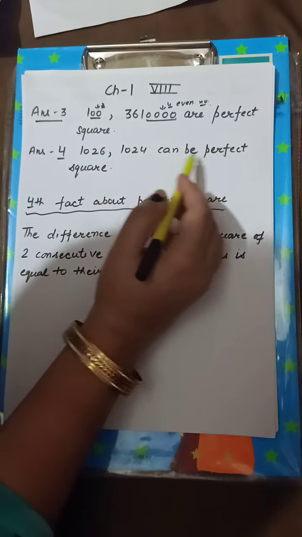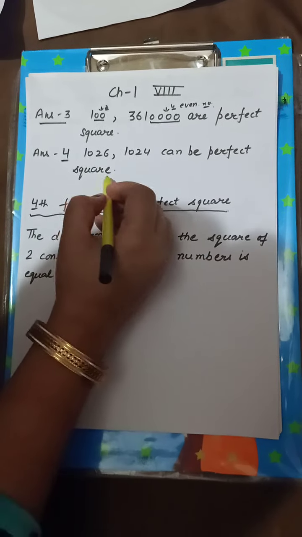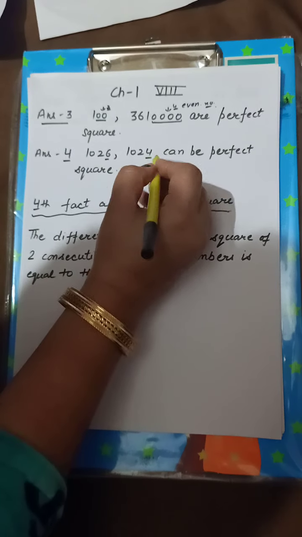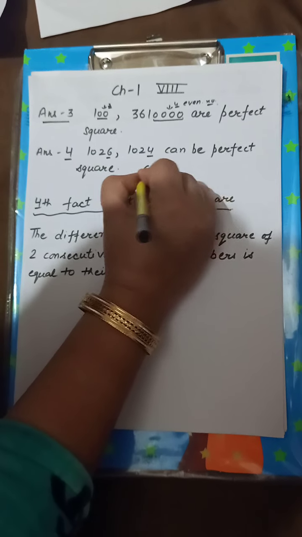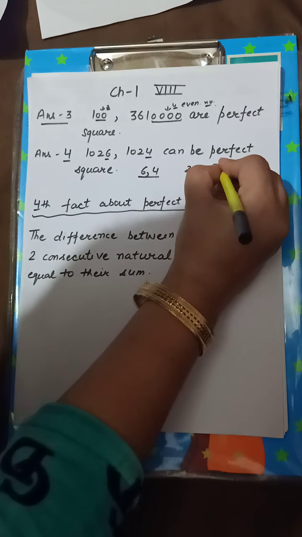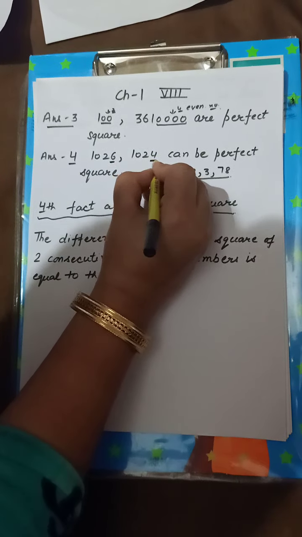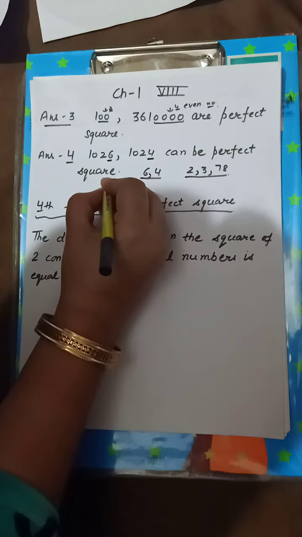And answer of question number 4: 1026 and 1024 can be perfect squares because their last digits are 6 and 4. As I have told you, the numbers ending with 2, 3, 7, 8 cannot be a perfect square, but their last digits are 6 and 4. So these can be perfect squares.